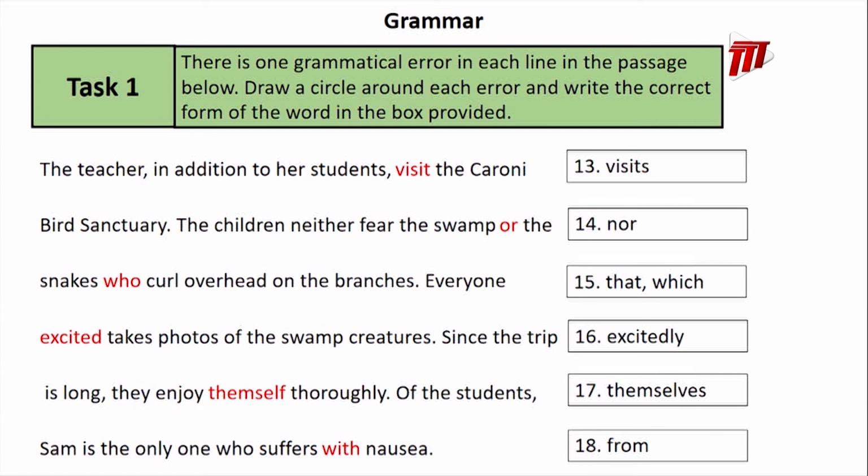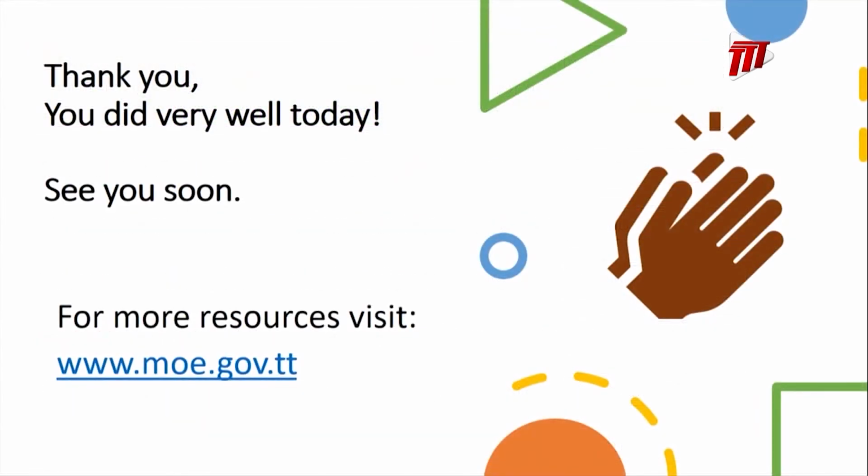Everyone excited takes photos of the swamp creatures. We circle excited and we write the correct thing, excitedly. Since the trip is long, they enjoy themselves thoroughly. We circle themselves and we write the correct thing, themselves. Sam is the only one who suffers with nausea. You circle with and you put the correct preposition, from.